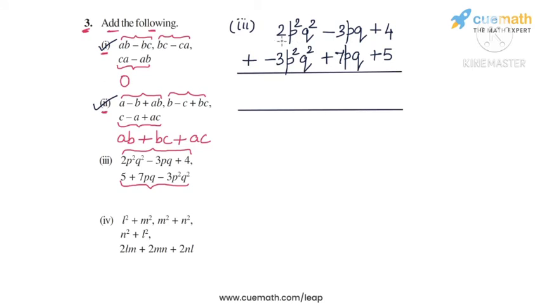So 2p square q square minus 3p square q square, if we add these two, we will get minus p square q square. And then minus 3pq plus 7pq will give us 4pq, because minus 3 plus 7 is 4. And then 4 plus 5 will give us 9. So this is the sum that we obtain. Let's write it as the answer for part 3. Minus p square q square plus 4pq plus 9. So this is the answer for part 3.